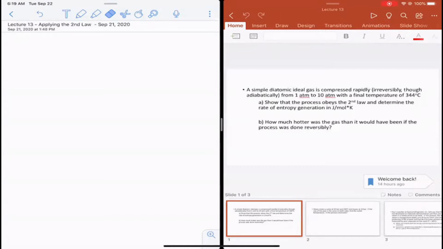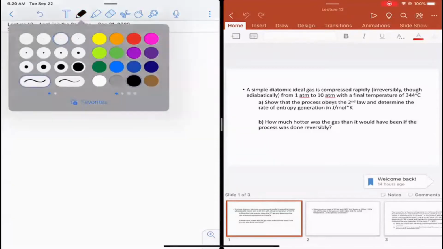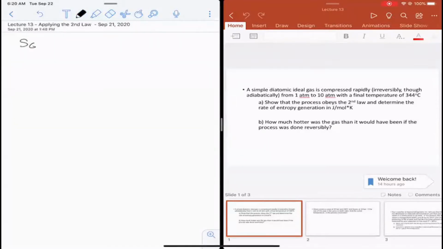So let's do the first part where we ask ourselves, does this obey the second law? And then we'll do the second part and we'll think about what would have happened if this would have been done reversibly. Now, of course, when we ask a question about obeying the second law, we're asking a very simple question, and that is, does the generated entropy have a value that's greater than or equal to 0? Because, of course, we know that any process must have S_G greater than or equal to 0.